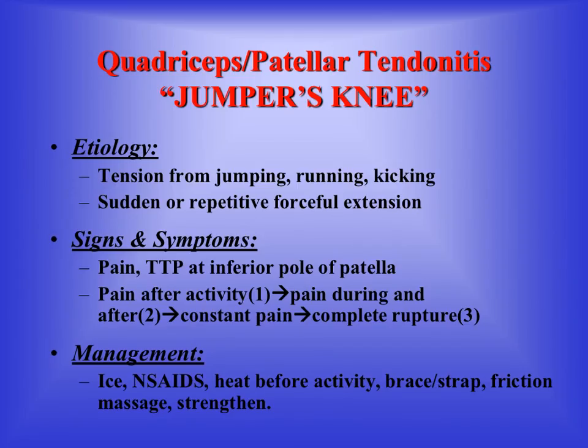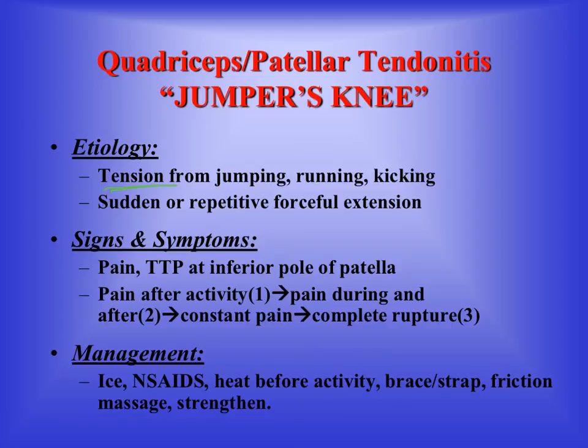So we've kind of touched on Osgood-Schlatter's disease, and we said Osgood-Schlatter's disease is a disease that impacts the apophysis of the tibia, specifically with the patellar tendon pulling away from the tibial tuberosity. Well, the other end of that spectrum is what we call jumper's knee, which basically is quadriceps and/or patellar tendonitis, right? And so how do you get patellar tendonitis or quadriceps tendonitis? Well, typically there's tension being placed on the quadriceps.